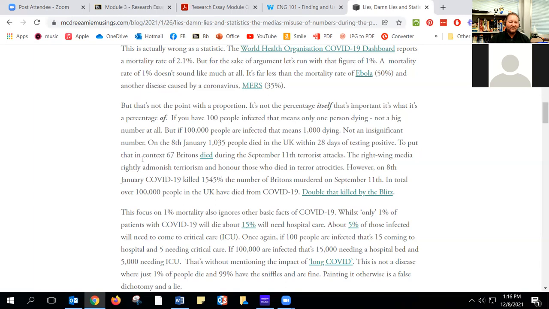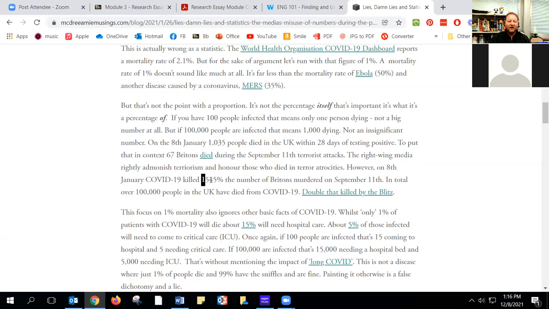To put that in context, 67 Britons died during the September 11th terrorist attacks, right? And this one is clearly biased because it says the right-wing media. If you see that, probably a biased source, right? But I've checked the numbers. The numbers are legit. The right-wing media admonished terrorism and honor those who died in the terrorist atrocities. However, on the 8th of January, COVID-19 killed 1,545% of the number of Britons murdered on September 11th.